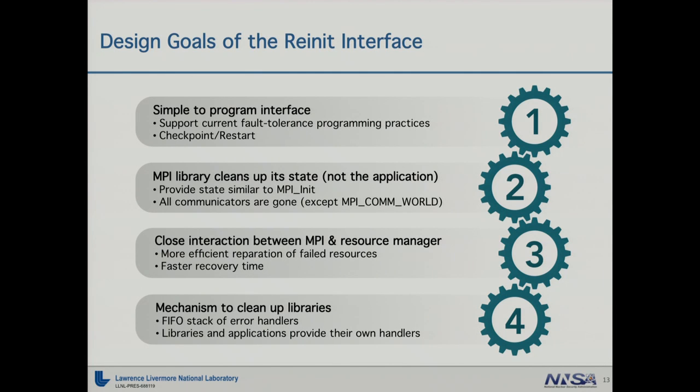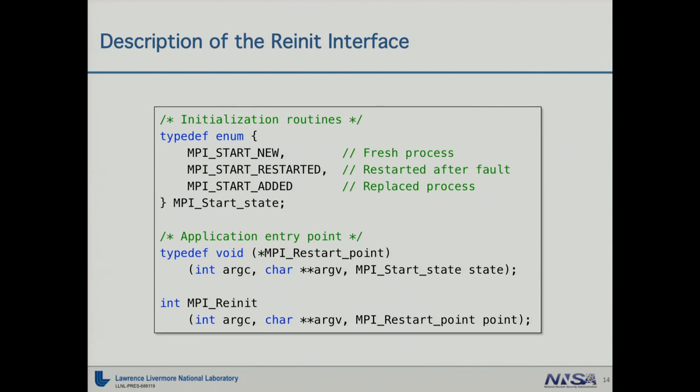We have a close interaction between MPI and the resource manager that gives us fast detection and fast recovery. And also we have a mechanism to clean up helper libraries. In the other approaches, if we have an application with a bunch of helper libraries, then in those libraries we also have to add fault tolerance code to handle the failures. So we don't want that.